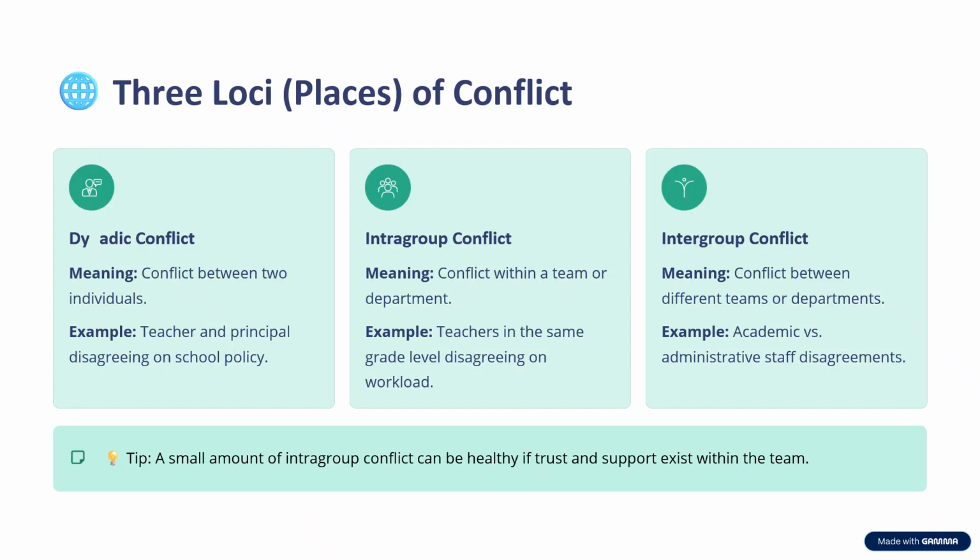Now the places of conflict, from where the conflict originates. Conflict can also be understood based on where it occurs. Interpersonal conflict occurs between two individuals such as a teacher and a principal. Intragroup conflict happens within a team or department. Intergroup conflict occurs between different departments or groups. A small amount of intragroup conflict can be healthy, especially when trust exists within the team.